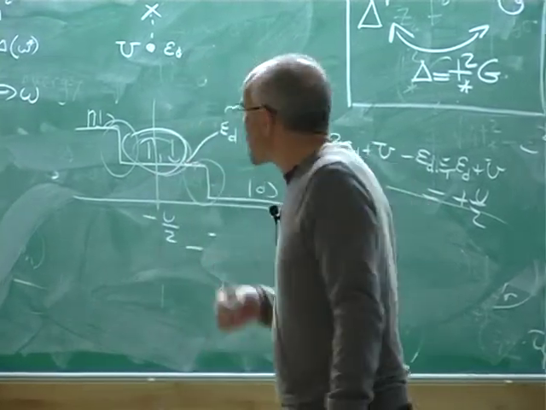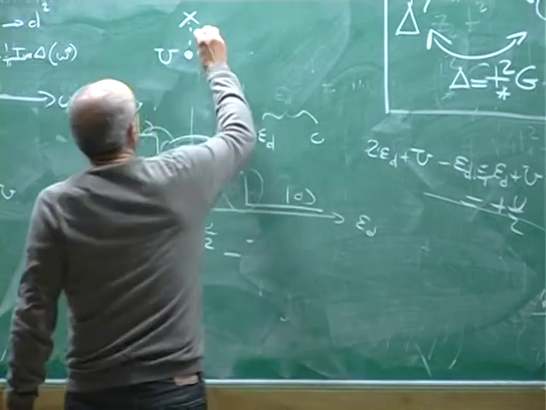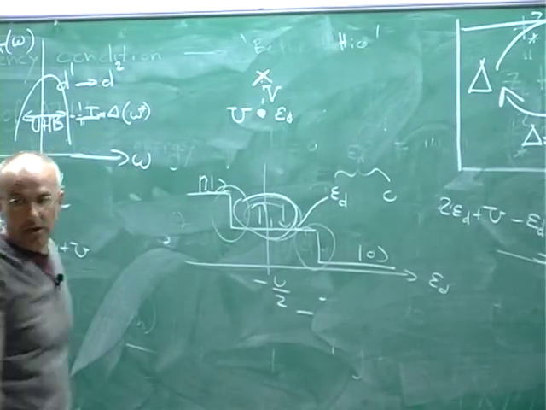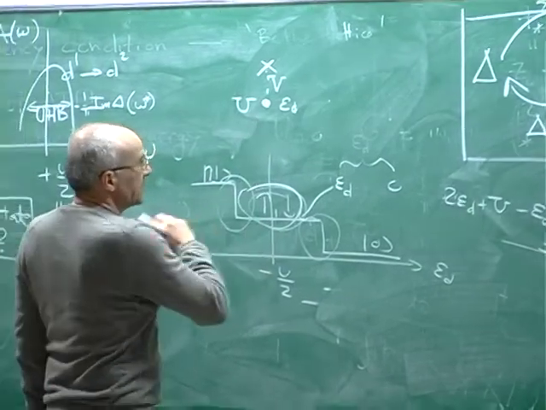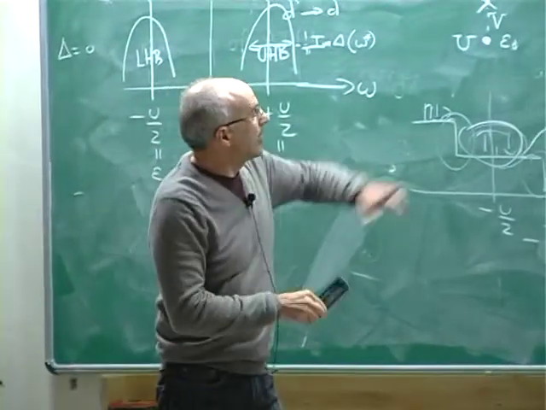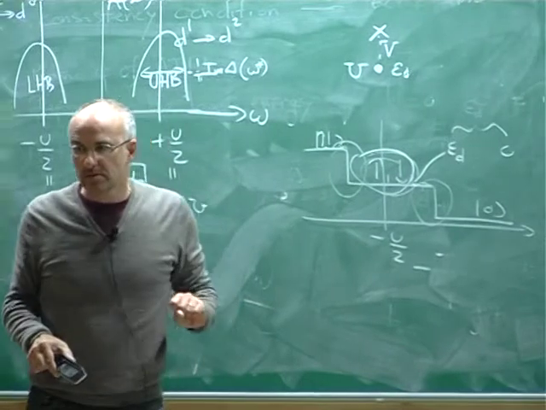Okay, so now the question is, in the absence of any hybridization here, right, the ground state of this is doubly degenerate. Now I allow electrons to hop there.